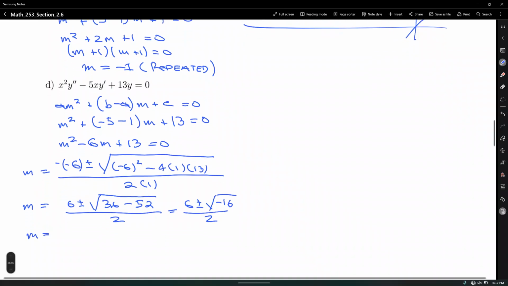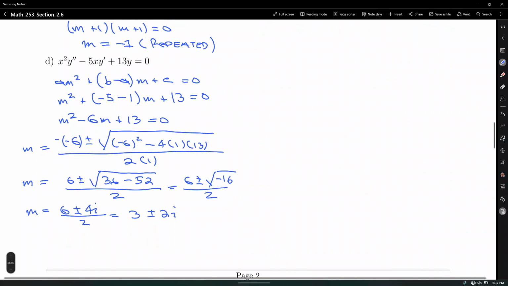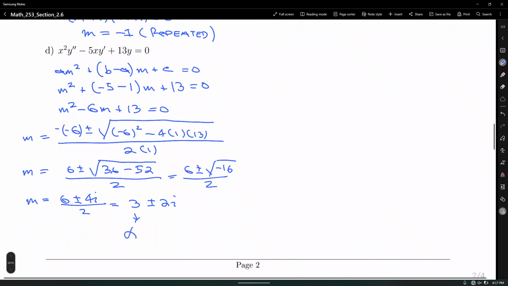m equals 6 divided by 2, which is, what is that? Well, let me actually do the following. 6 plus or minus the square root of negative 16. Well, the square root of 16 is 4, so negative 4i, divided by 2. 6 over 2, is that equal to 3? 4 over 2 equals 2. All right. So what do we have? Complex solutions where alpha equals 3 and beta equals 2.